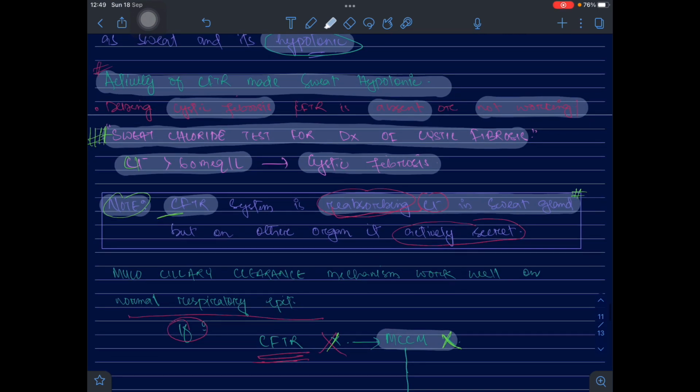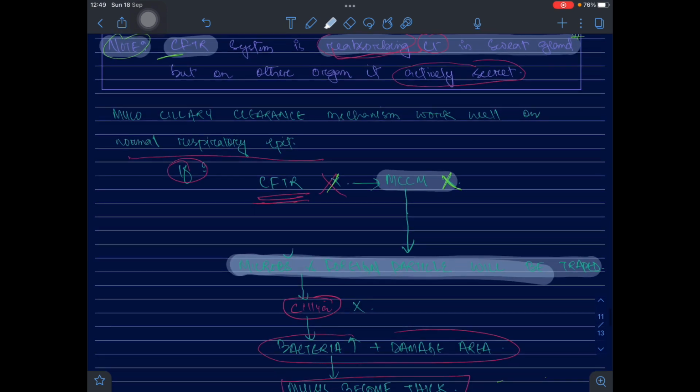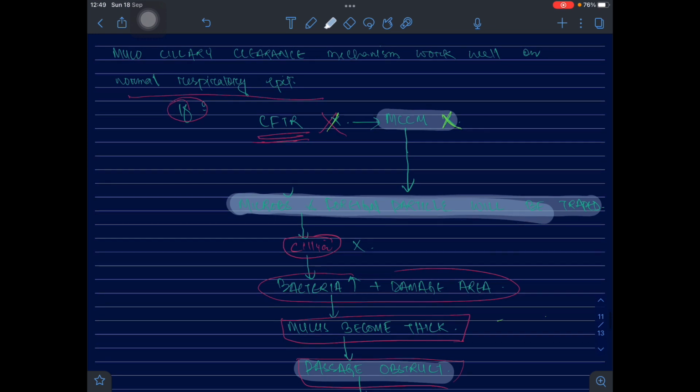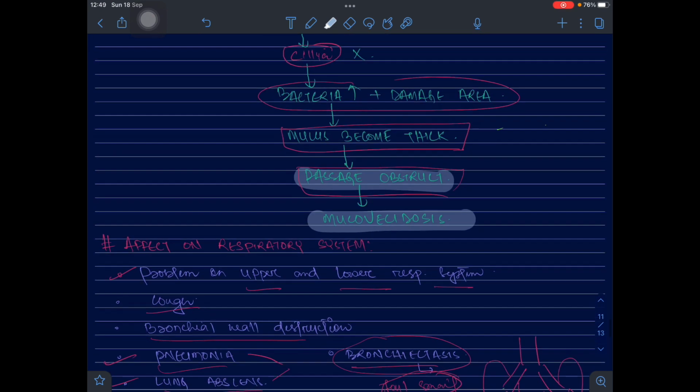Okay, and what is the diagnostic test we do? The sweat chloride test is done for diagnosis of cystic fibrosis, and the amount we note is more than 60 milliequivalents per liter. Then we can diagnose it as cystic fibrosis. If there is impairment in the mucociliary clearance mechanism because of the cystic fibrosis mutation in those genes, there will be bacteria growing, the mucus will become very thick, and there will be mucoviscidosis.